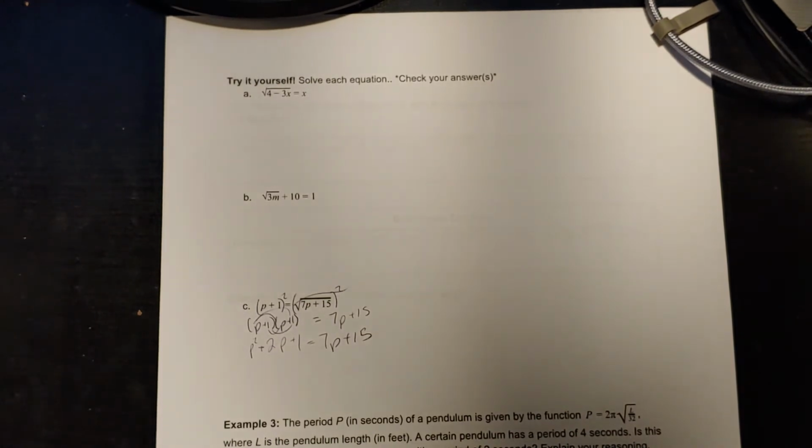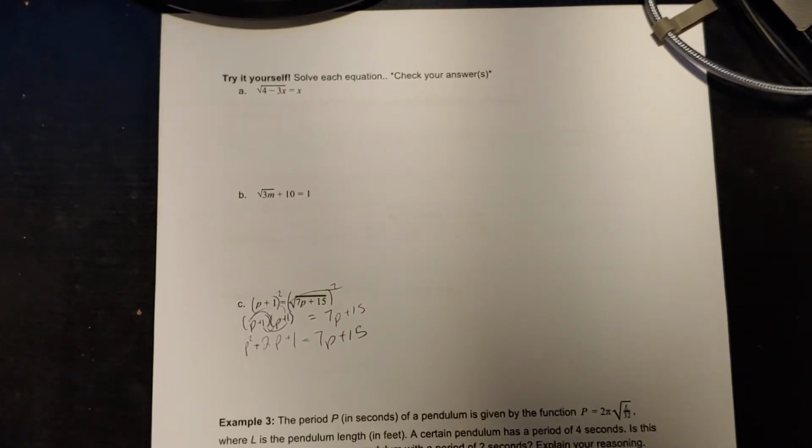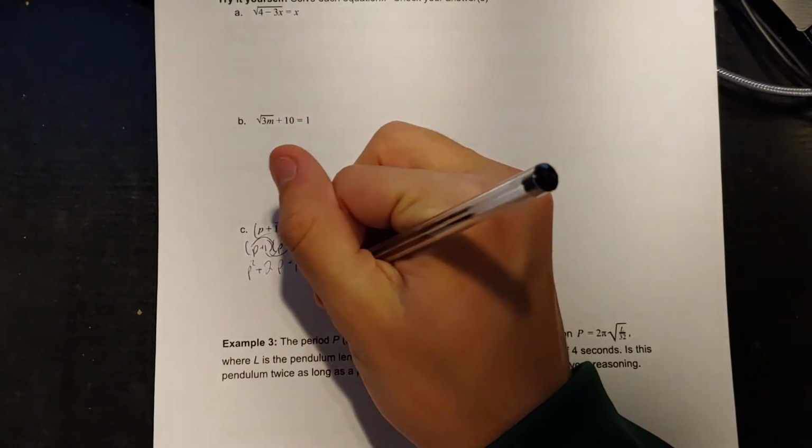Now I want to get everything on the same side of the equation. So I'm going to do just that. I'm going to subtract 7p.